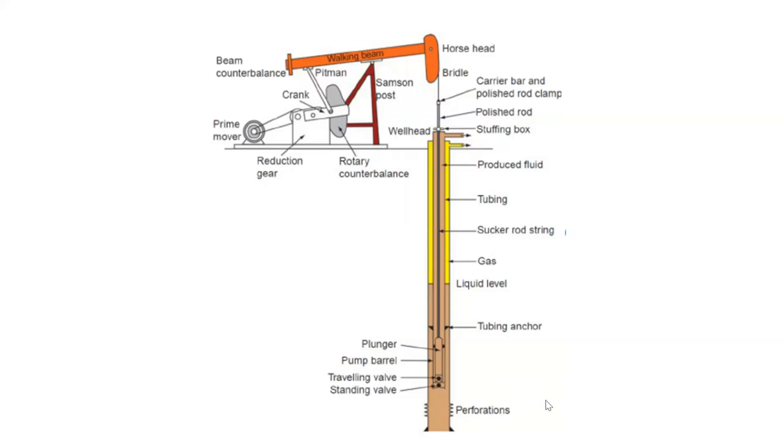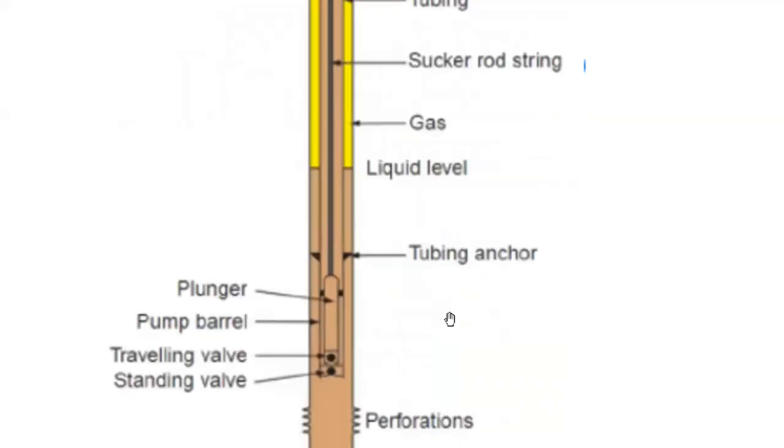On the downstroke, if we zoom in here, we will see two types of valves: the traveling valve and the standing valve. On the downstroke, the standing valve will be in a closed position, so the fluids inside the well don't reach the surface, but will be moved above the plunger. The traveling valve is open in the downstroke and the standing valve is closed. So fluids will move above the plunger and around the rod.